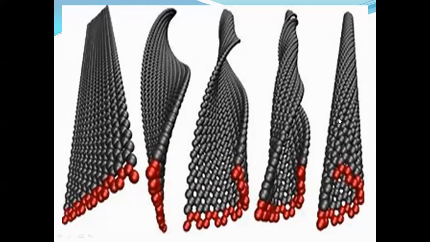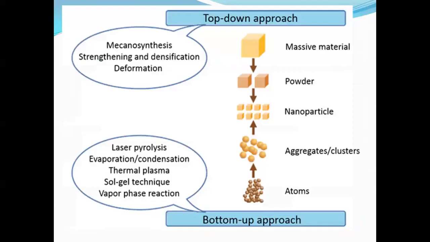These carbon nanotubes have two main classifications. Number one is the single-walled carbon nanotube. Number two is the multi-walled carbon nanotube. That's all about carbon nanomaterials. We will continue with the next topic in the next session.